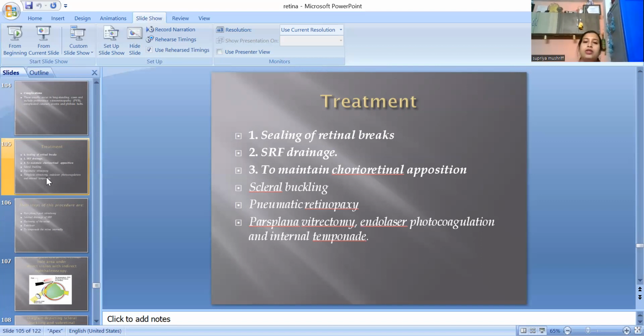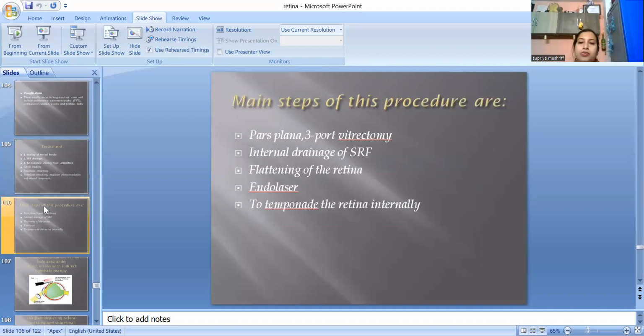Nowadays, it is done with 360-degree endolaser, and pars plana vitrectomy with endolaser photocoagulation with internal tamponade, which is done by silicone oil or various perfluorocarbon gases. The main step of this process is pars plana vitrectomy. Pars plana vitrectomy consists of 3-port. It comes in various types of gauges: 23 gauge, 25 gauge, 27 gauge. The higher the gauge, the finer the vitrectomy.